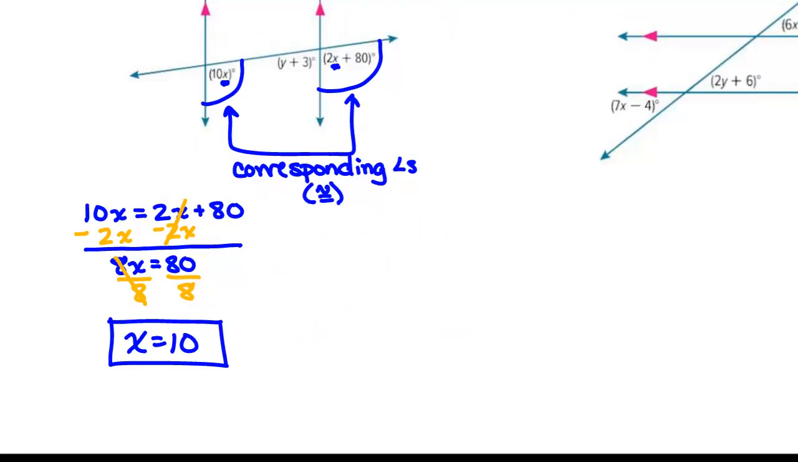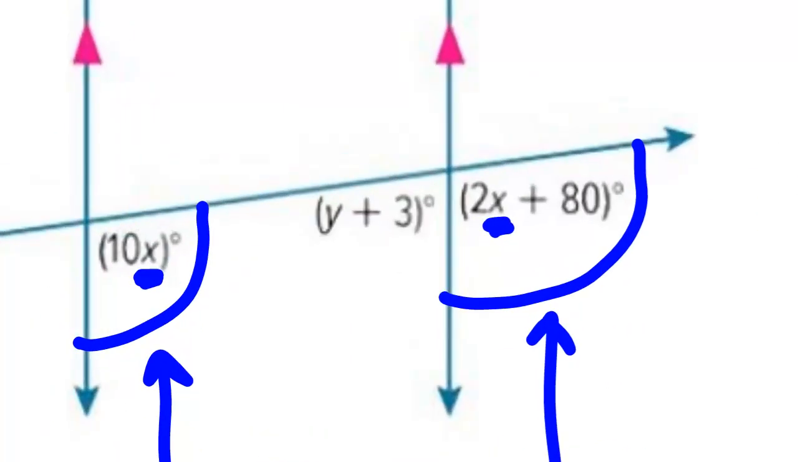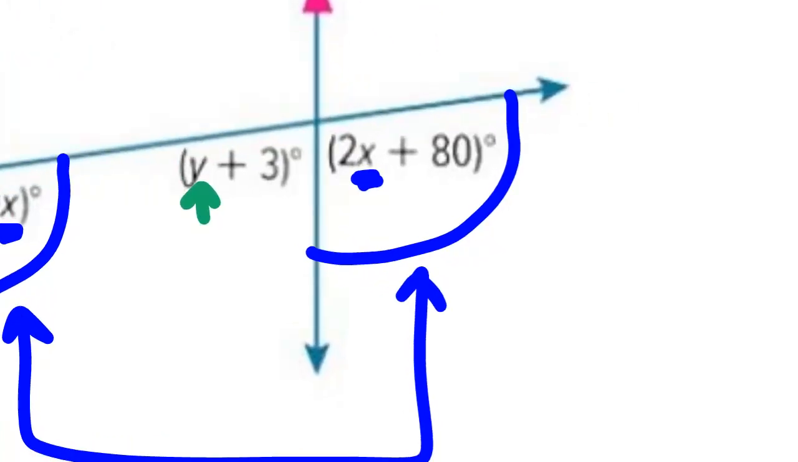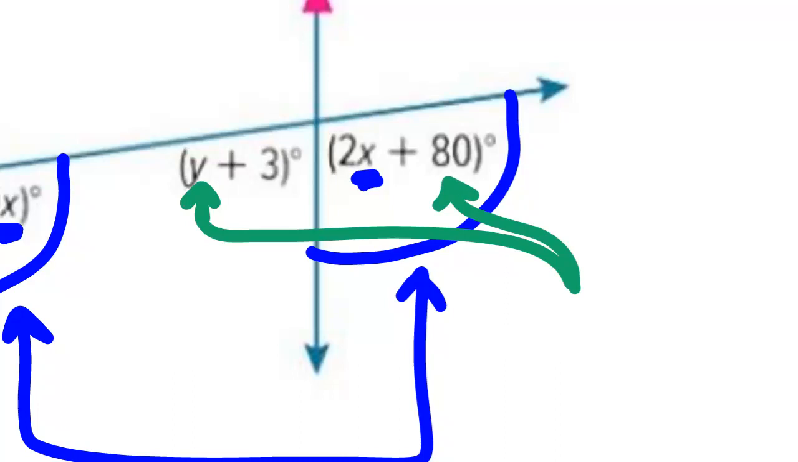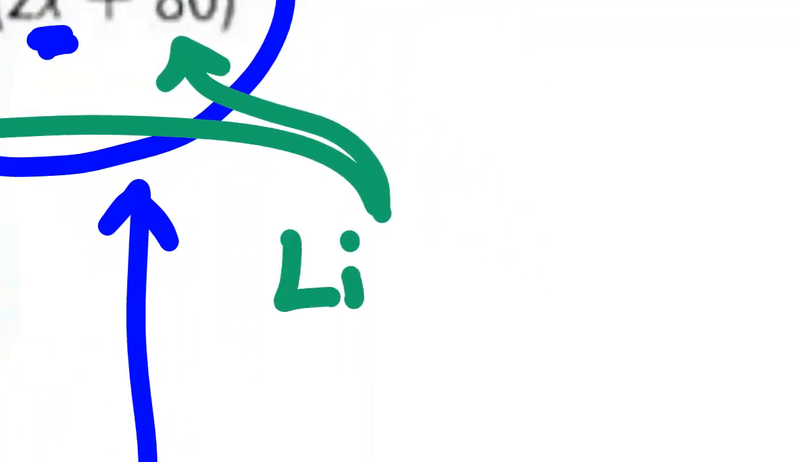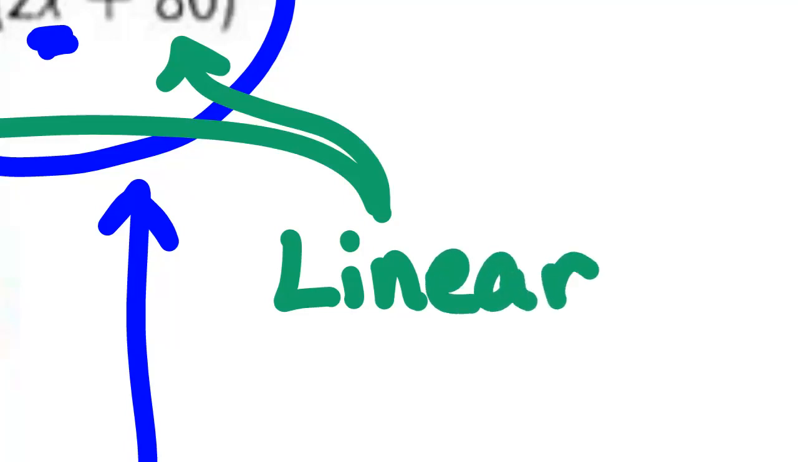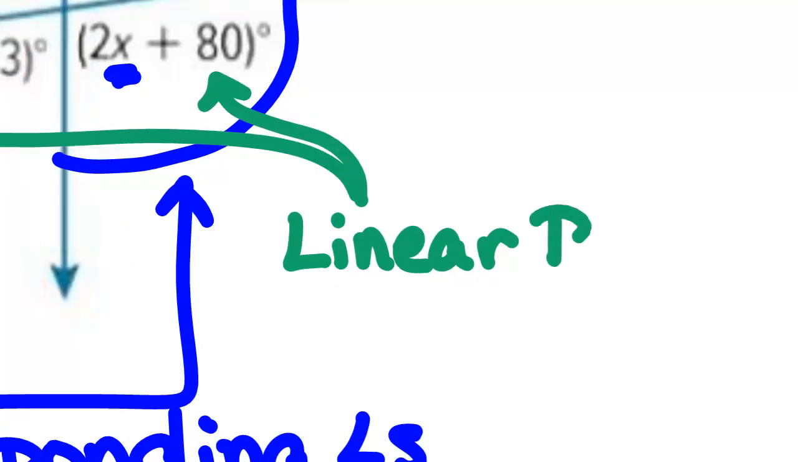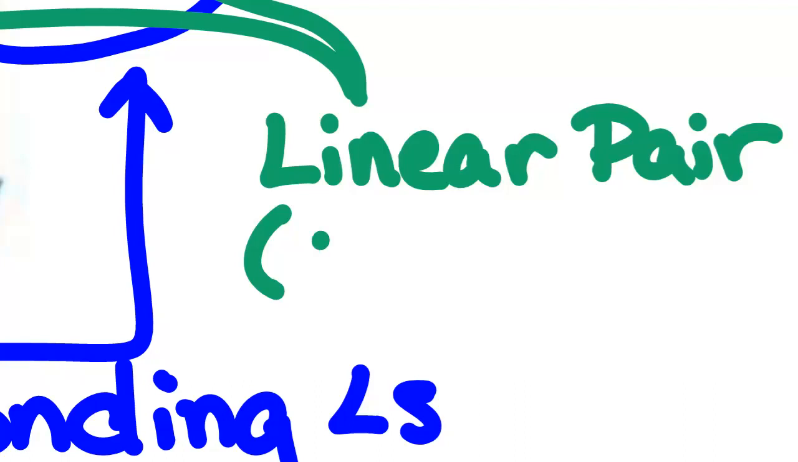So there's one of my variables. But this other angle over here has a y in it, so I need to find y also. Luckily, I know a relationship between these two angles. What do we call angles that form a pair like that? A linear pair. And what's the relationship between linear pair angles? Supplementary, they add up to 180.